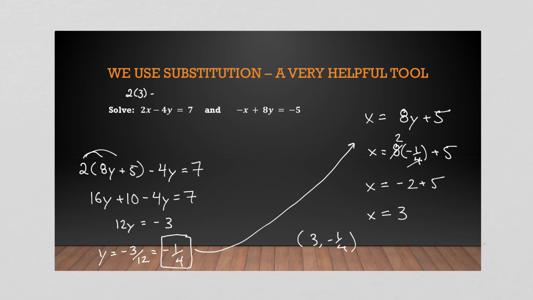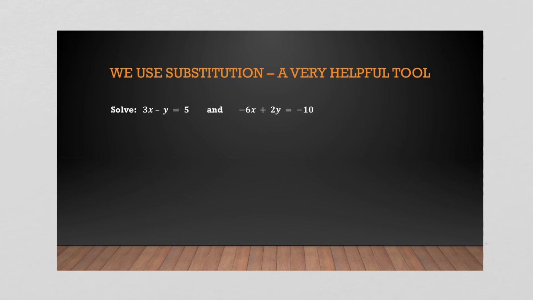2 times 3 minus 4 over negative 1/4. Well, that means 6 plus, because negative times a negative, right? 6 plus 4, and 4 times a quarter is 1. So 6 plus 1 is 7. And now negative 3 plus 8 times negative a quarter means negative 3 plus negative 2. So again, we are fine with negative 5. So when in doubt, double check your solution.